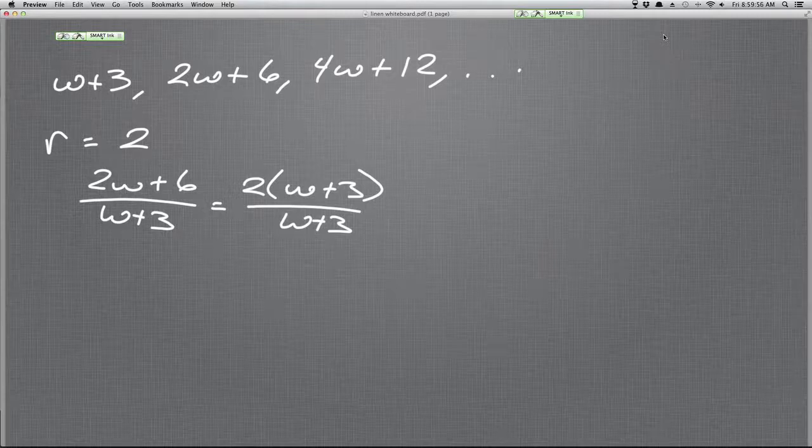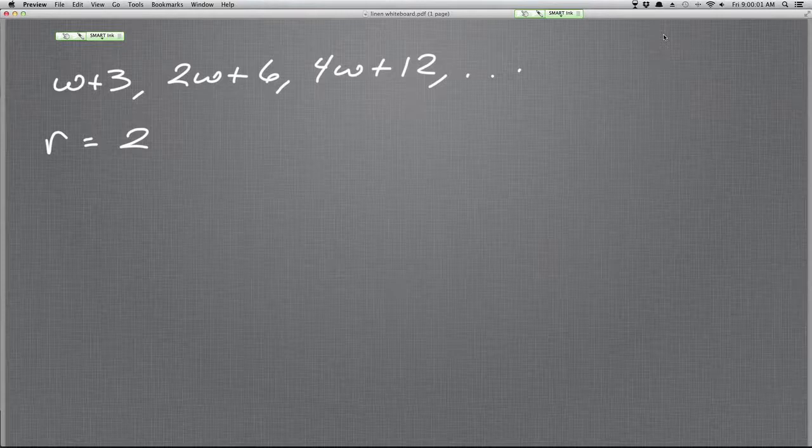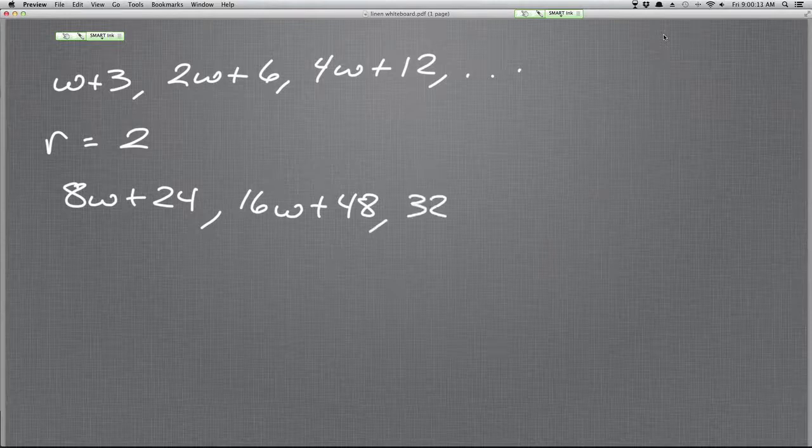So, if my ratio is 2, Jared, what's my next term? 8w plus 24, very good. The next one would be 16w plus 48, and the last one would be 32w plus 96, very good. So that's the first type. You're going to find the common ratio and find the next three terms.